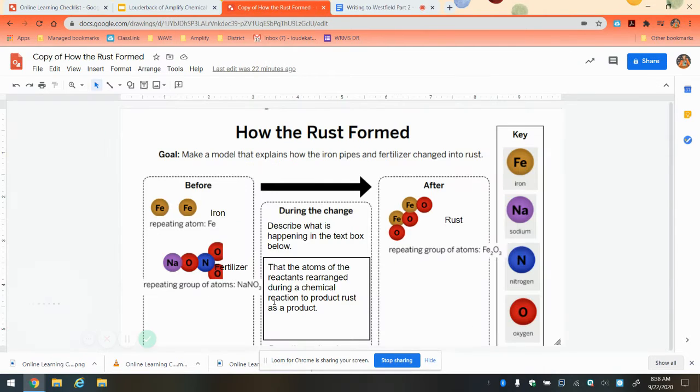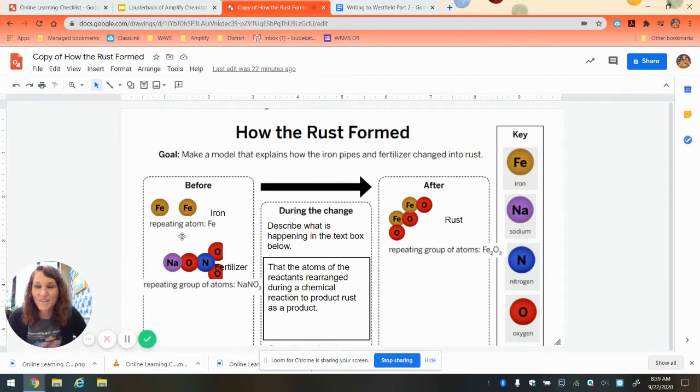When I look at my modeling tool and I see my rust is composed of two atoms of iron and 3 atoms of oxygen, that lets me know a little bit into my research here of what to look for on the reactant side. And I'm doing this during school, so this is fun.